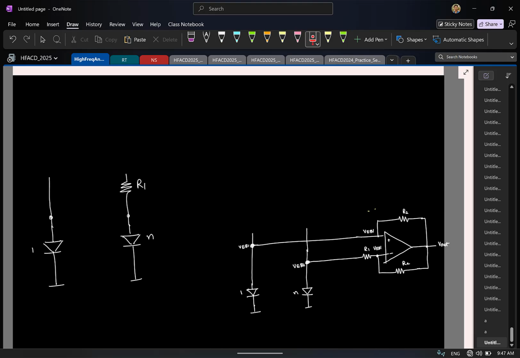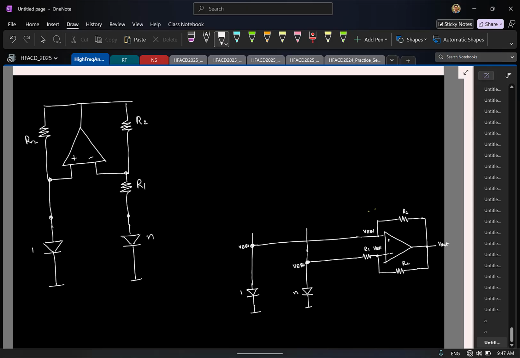And then the other end of R1 is connected to the inverting terminal. So I'll draw the op amp here. And then I have R2 here, and R2. So this is going to be the final Vout. So this is VEB1, VEB2.